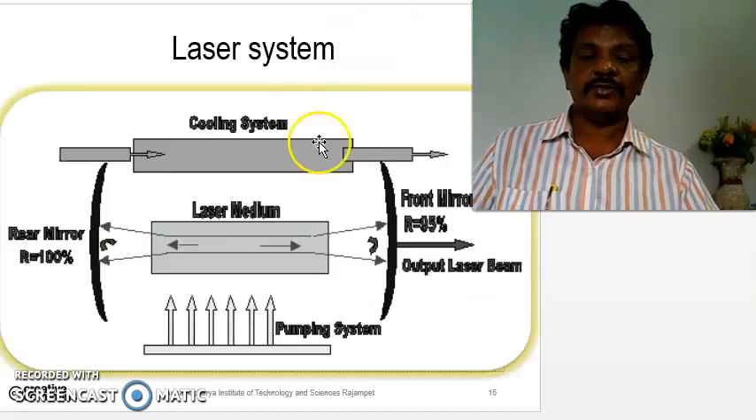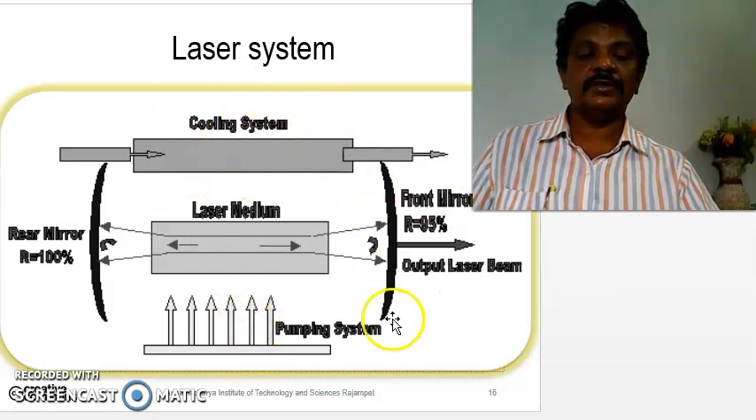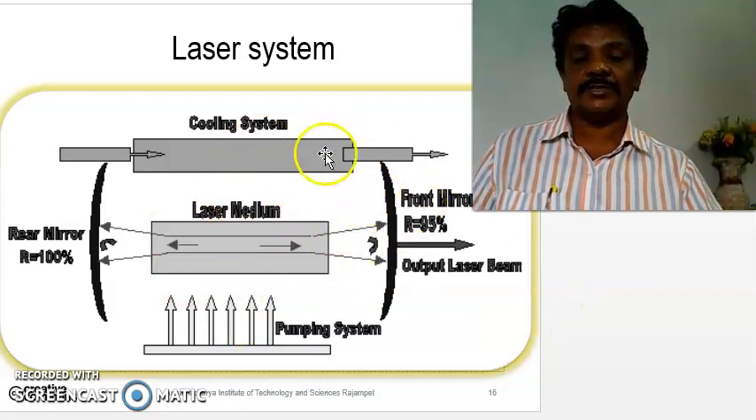This is the laser system you are being shown. The laser medium is present here, these are the mirrors which reflect, this is the pumping system, and this is the cooling system. This is the general arrangement for any laser production. Thank you.